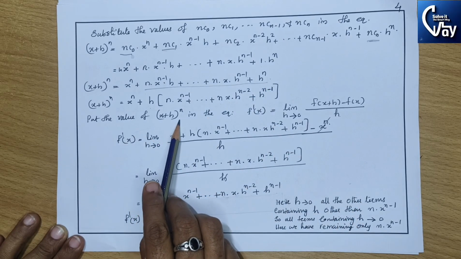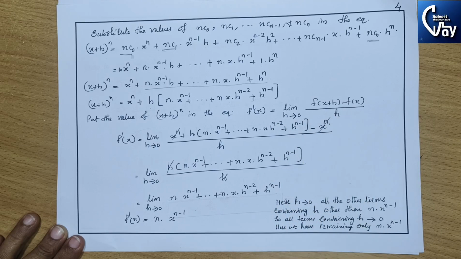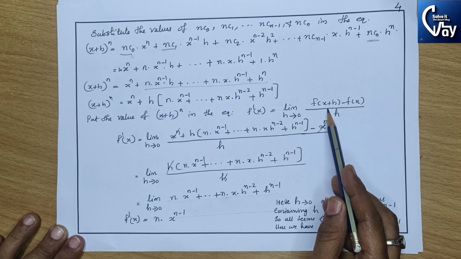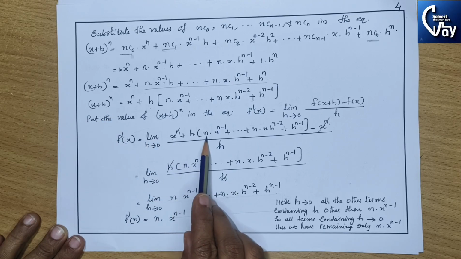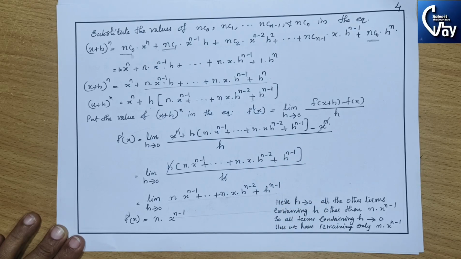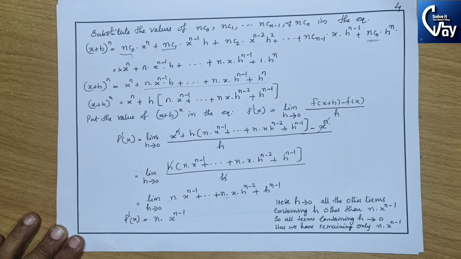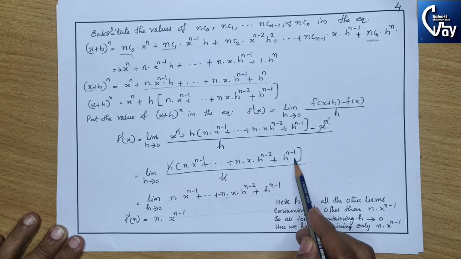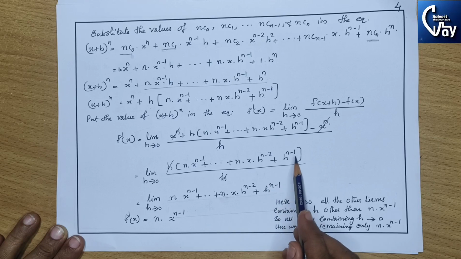Put the value of (x plus h) whole raised to n in the equation f dash x equals limit h tends to 0 of f of x plus h minus f of x by h. So what is the value of (x plus h) whole raised to n? That becomes x raised to n plus h into n x raised to n minus 1 plus etc. plus h raised to n minus x raised to n, by h. The minus x raised to n and plus x raised to n get cancelled. Then the remaining terms are h into n x raised to n minus 1 plus etc. plus h raised to n, by h. These two h get cancelled.